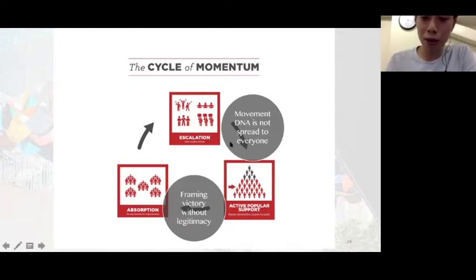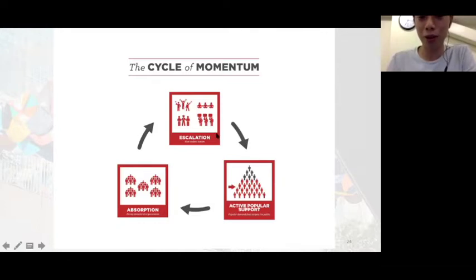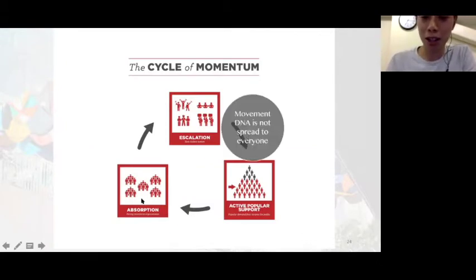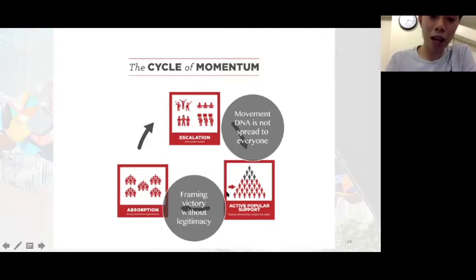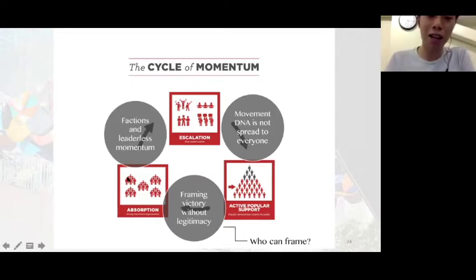So in a normal cycle of a movement, we do have escalation, and then we gain active support, and then we declare victory. But when we have an incomplete DNA and a legitimacy crisis, no one can actually frame victory. No one has the capacity, the reputation, or the legitimacy to conclude the movement and have the movement go on. And right now we are kind of stuck in this stage. Because the leaders and organizers are having a legitimacy crisis, there are a lot of factions. There is a lot of mistrust toward any kind of organization.